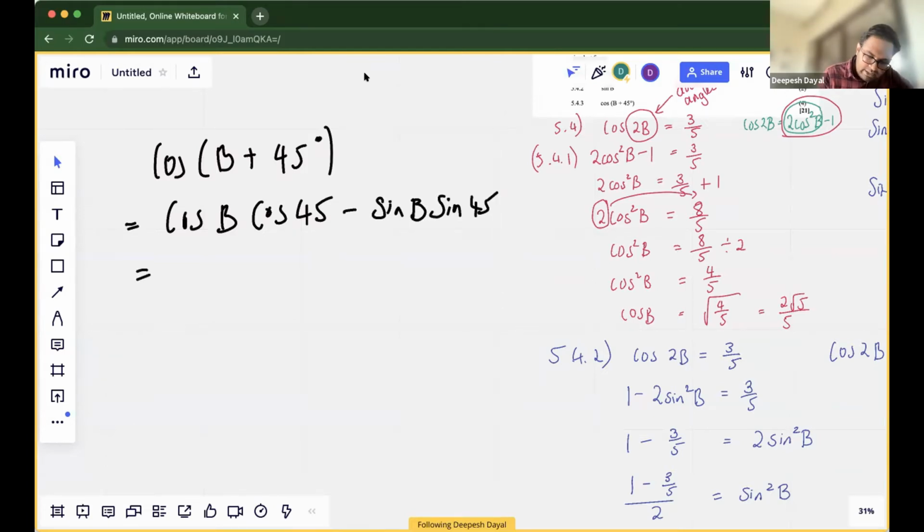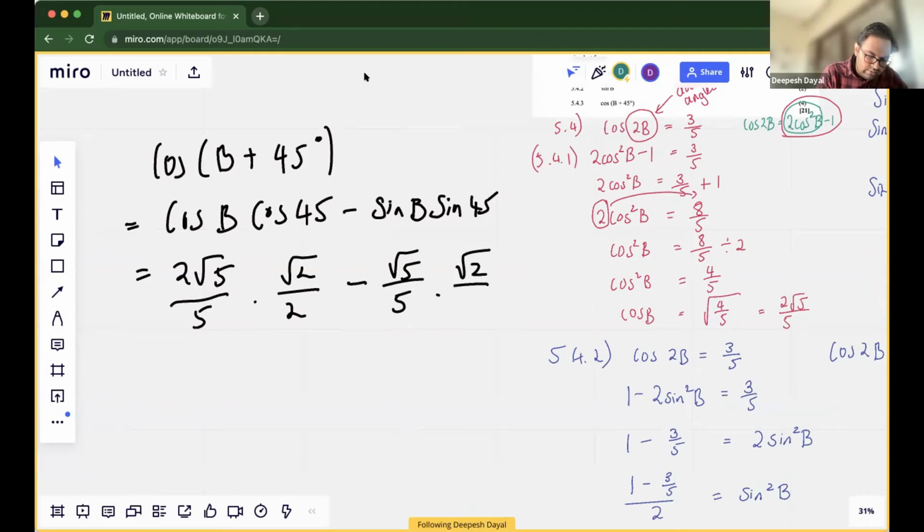And we've got cos b, which we found to be 2 square root 5 over 5. And then we've got cos 45. Remember, it's a special angle. So cos 45 is a special angle, which is square root 2 over 2, minus sine b, which we found to be 1 over square root 5 or square root 5 over 5. And then we've got sine 45, which is square root 2 over 2.